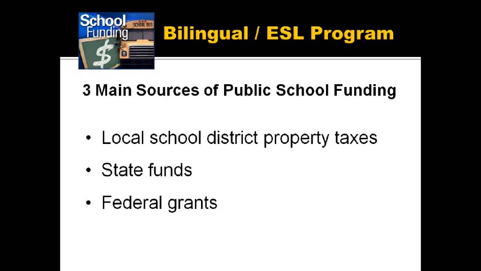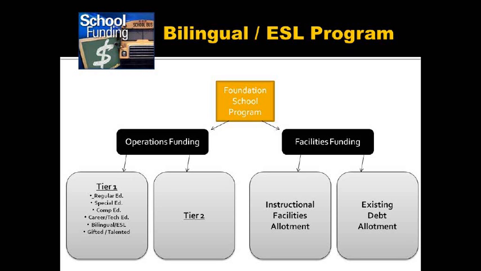After local property taxes are collected, the state contributes the remaining amount to reach the funding level determined necessary by TEA. The bilingual ESL allotment comes from Tier 1 of the operations funding component of the FSP.